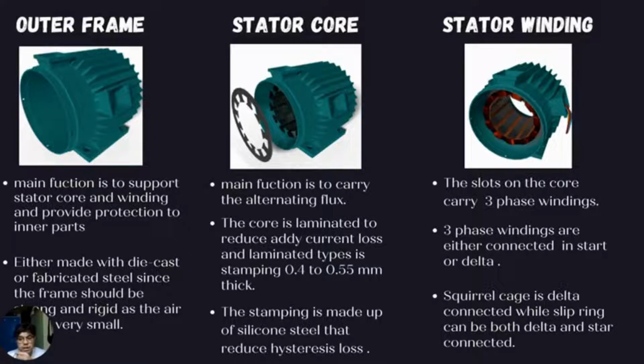Lastly, the last part is the stator winding. The slots on the core carry three-phase windings. Three-phase windings are either connected in star or delta. Squirrel cage is delta connected, while slip ring can be both delta and star connected.